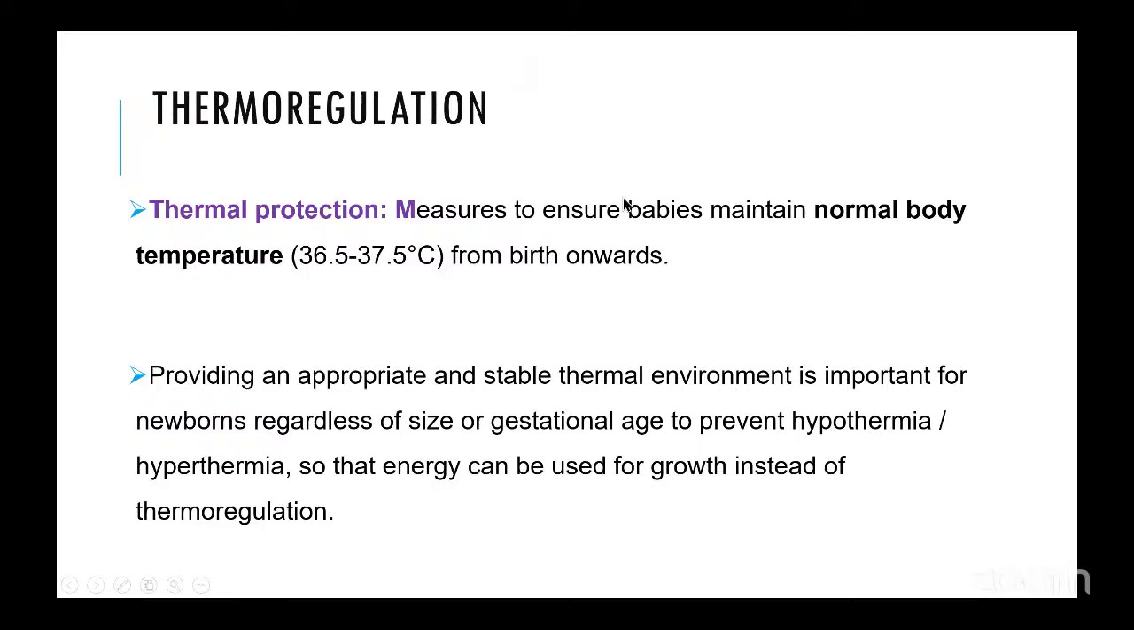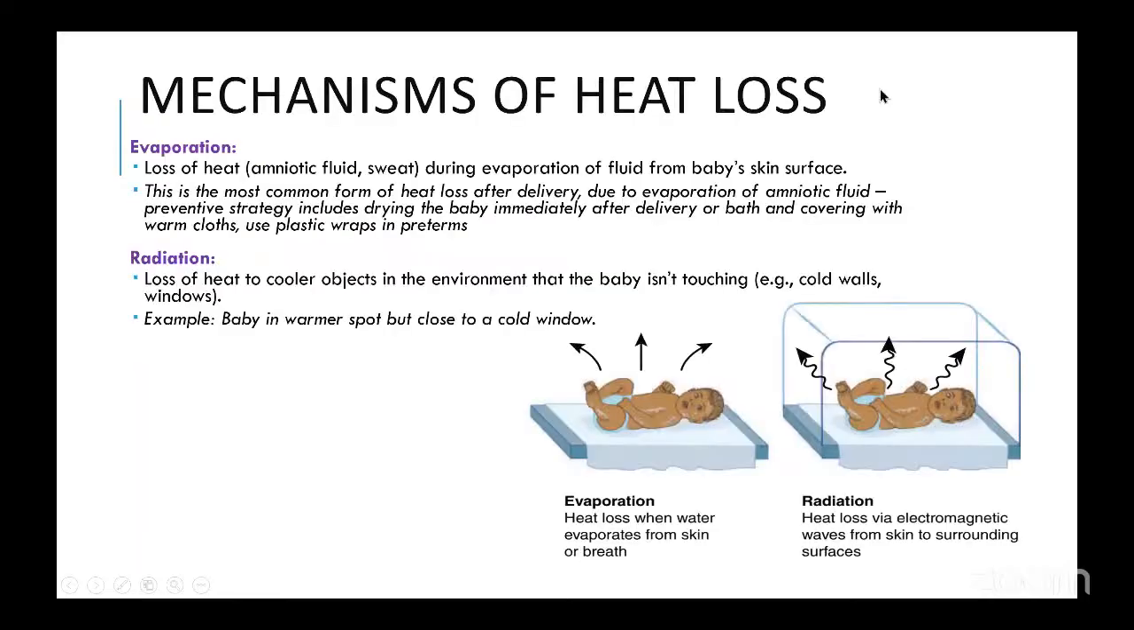So we all know there are mainly four mechanisms of heat loss. One is evaporation, where we lose heat during evaporation of fluid from the body's skin surface, especially immediately after birth. Due to evaporation of amniotic fluid from the body, the baby can lose heat. This can be prevented by drying the baby as soon as the baby is born with a warm cloth, and then immediately replacing that with a fresh, dry, warm cloth.